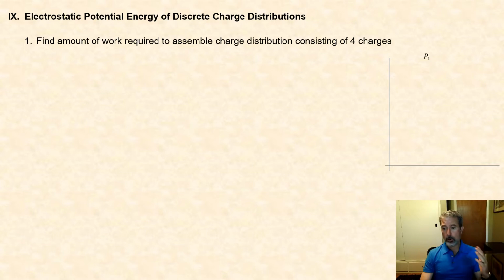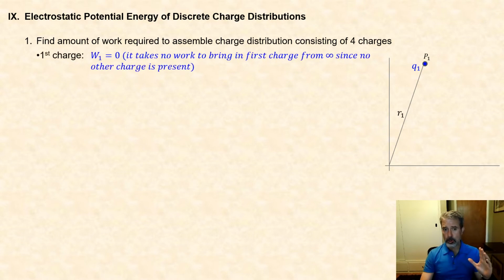When we have no charge in our universe, to bring in that first charge requires no work. It is not experiencing a force or field due to any other charges, since it's the first charge we introduce into our universe. Therefore, the work required to bring that first charge in is 0. So let's assume that we want to bring our first charge Q1 into this position here, P1, which is a distance R1 from our origin. And as we said, that first charge requires no work to bring it in from, let's say, infinity to point P1, since there's no other charge present to exert a force on it.